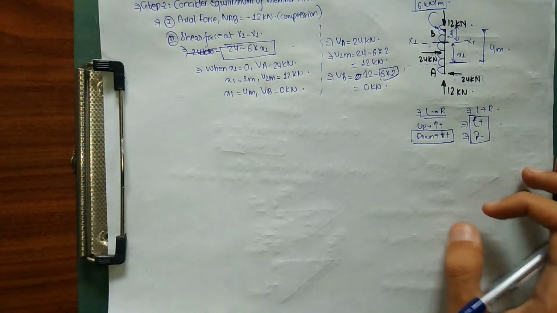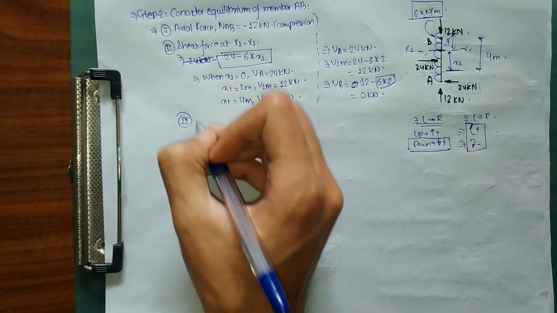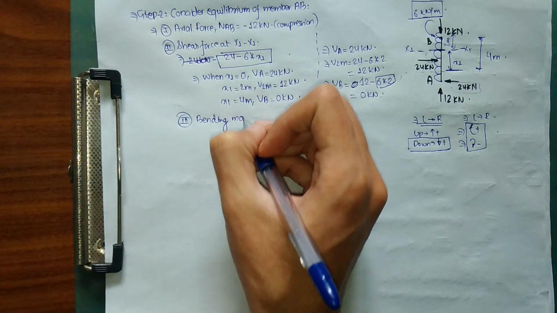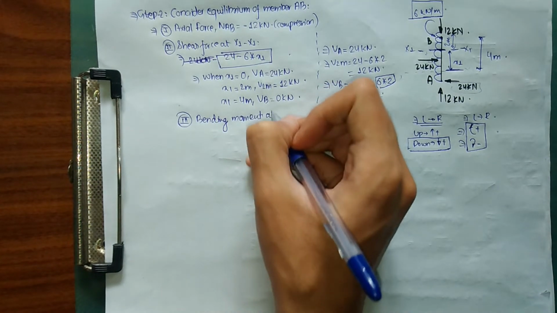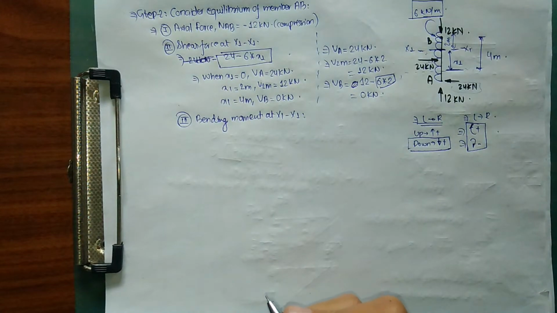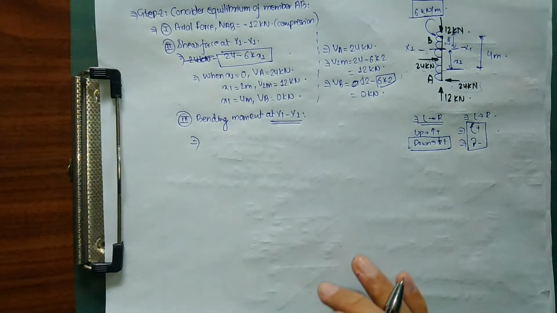Next, after calculating our shear force, for our third part we need to find our bending moment. While calculating our bending moment, we can do the same: you can take your section x1, or you can calculate directly as well. So right now I'm going to do it by using our section x1.